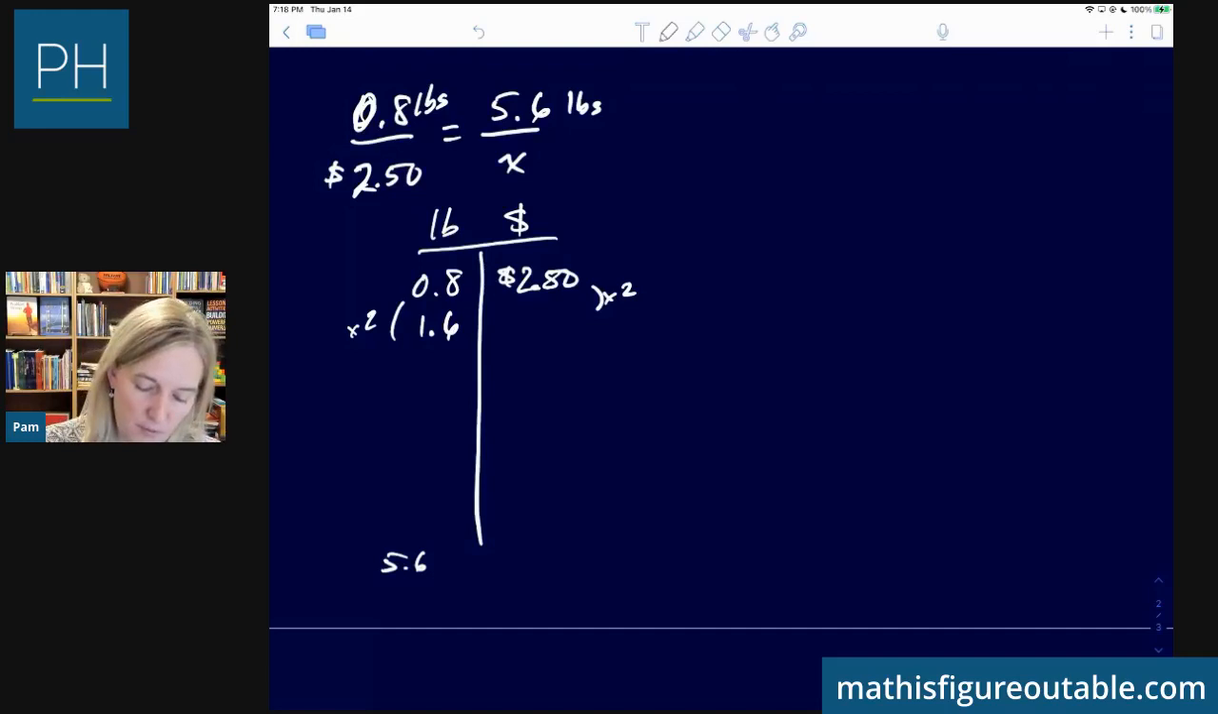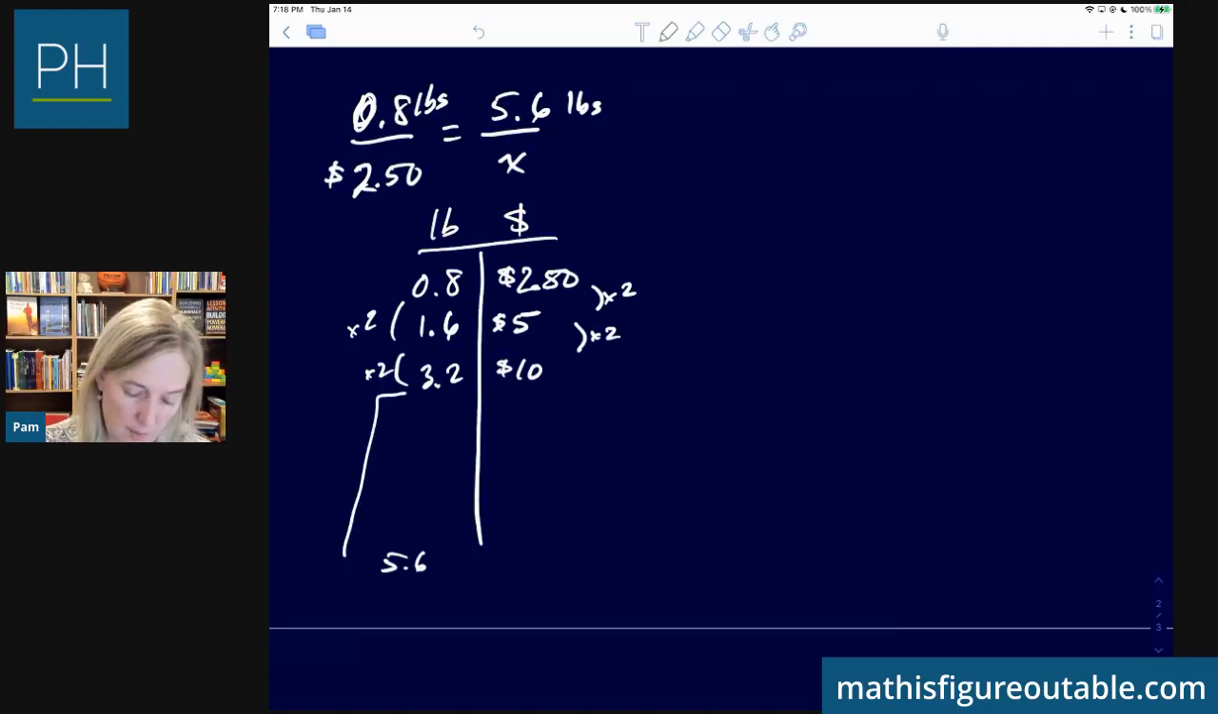So then I would double $2.50. Hey, that's nice. That's just $5. Let's say I double again. And so let's see, $1.60 doubled is $3.20, or we're in pounds over there, so that's 3.2 pounds. And then I would double that again. And that's nice because that's just $10. How close am I? Remember that all-important question, how close or how far away are we?